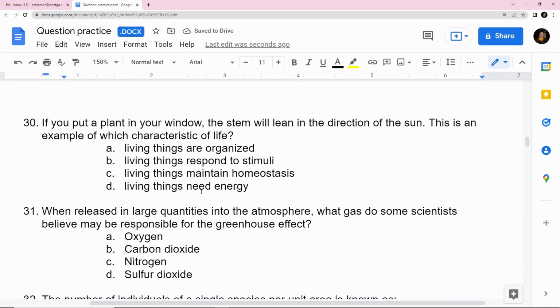Question 30. If you put a plant in your window, then the stem will lean in the direction of the sun. This is an example of which characteristic of life? Living things are organized, living things respond to stimuli, living things maintain homeostasis, or living things need energy? If you said B, living things respond to stimuli, you'd be correct.